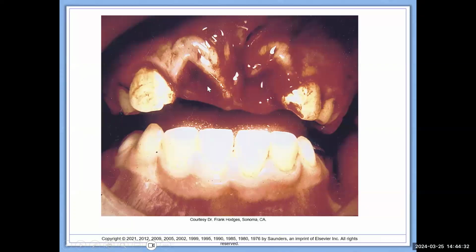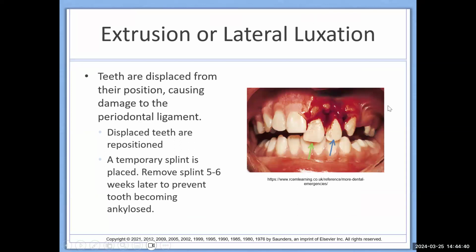This is an avulsion where the two teeth have come out completely. So that's called an avulsed tooth or an avulsion. Okay, extrusion or lateral luxation. Sometimes the patient falls, or let's say there's some trauma that happened, and the teeth actually got pushed laterally. So lateral luxation. Teeth are displaced from their position. It causes damage to the periodontal ligament. Okay, so there's a displacement.